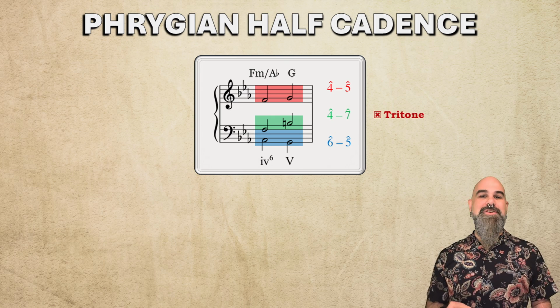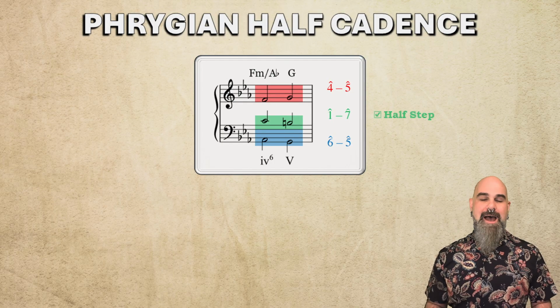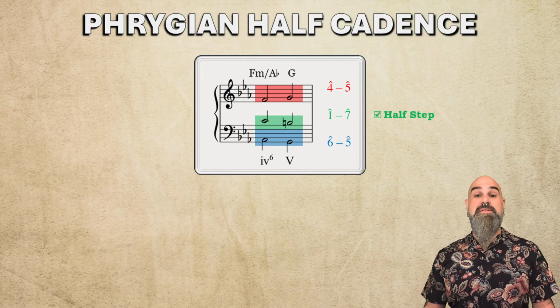Nope, that's a tritone leap. F to B, another big no-no. How about 1? Yes, it's only a half step away. Perfect. So the leading tone must come from scale degree 1.